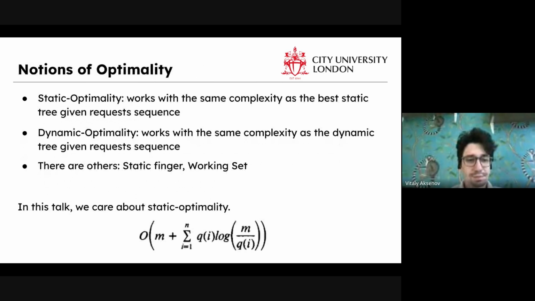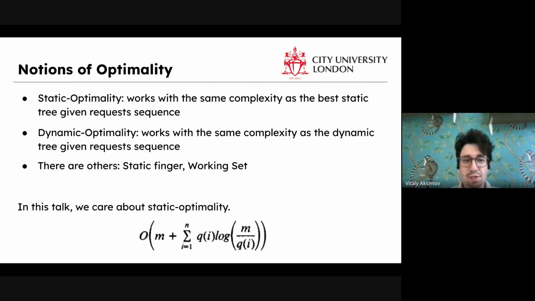So let us, for a moment, think about notions of optimality. Usually, you consider that the complexity of all operations is the same. But there is an optimality notion named static optimality: you are given the requests that your tree performs, and you want it to be as good as the best static tree that you can build given the requests in advance. This means that our tree performs with the same complexity as the best static tree possible.